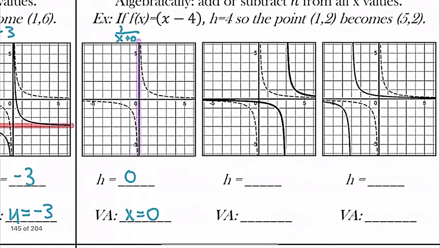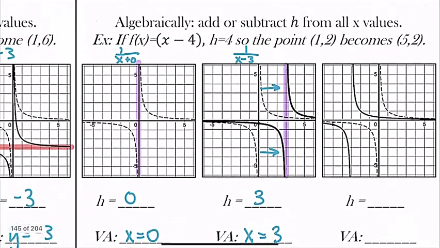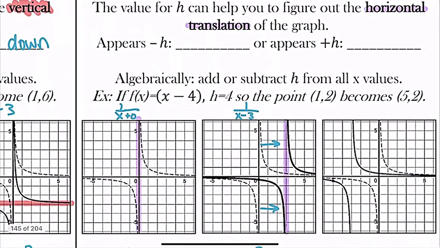Let's look at this next one. So this one right here is going to be the equation 1 over x minus 3. And you can see here our h appears to be negative 3, but because it's inside, it's going to be the opposite sign. It's actually going to be positive 3, which means our vertical asymptote is going to be x equals positive 3. I'm going to highlight it right here. So you can see this one moved to the right, right? It went this way. And it moved to the right when it appeared to be negative. So when h appears negative, we go right.